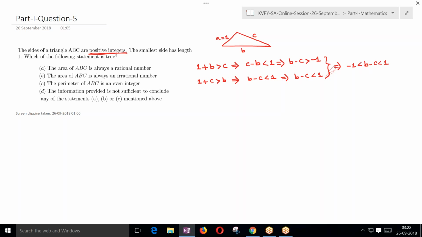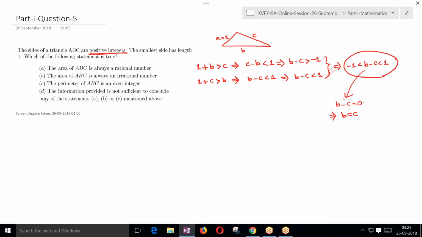Now B and C are positive integers, right? From here we can conclude that minus 1 is less than B minus C, which is less than 1. From here we can conclude that B minus C has to be equal to 0, as B and C are positive integers. So B minus C is equal to 0. This implies B is equal to C.